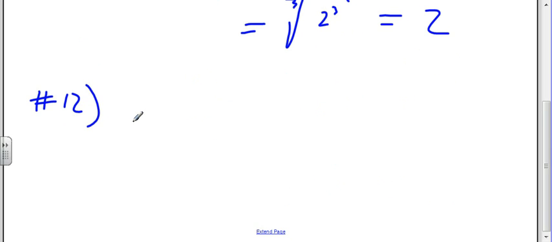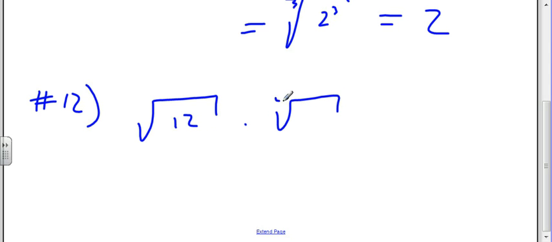And I didn't put that in my calculator. I don't know what my calculator does. Anyway, square root of 12 times the fourth root of 9. Well, that looks like, what are we going to do about that?